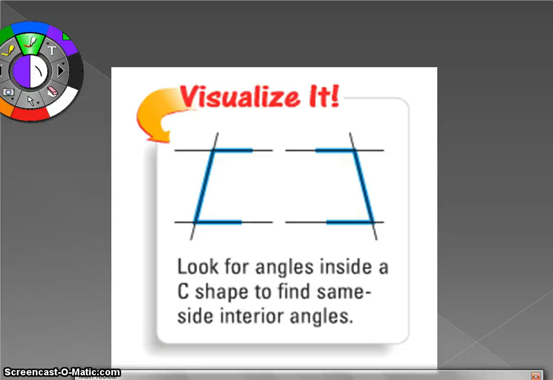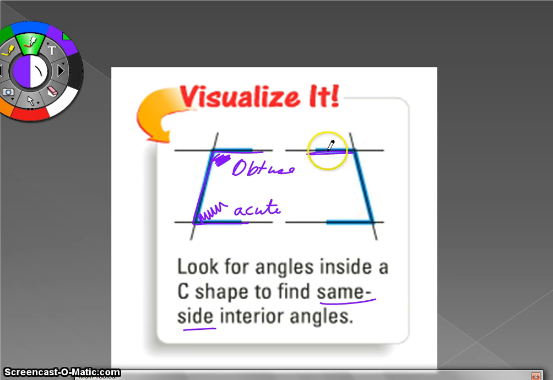So visualize it. Look for angles inside a C shape to find same side interior angles. That's just kind of a reminder. Remember, same side means you're always on the same side of the transversal. And interior, you're in between the two lines. So you're looking at these two angles in between. So you'd be looking at this one right here and this one right here. Those are your same side interior. Remember, one of those typically is going to be obtuse, and the other one would be acute.